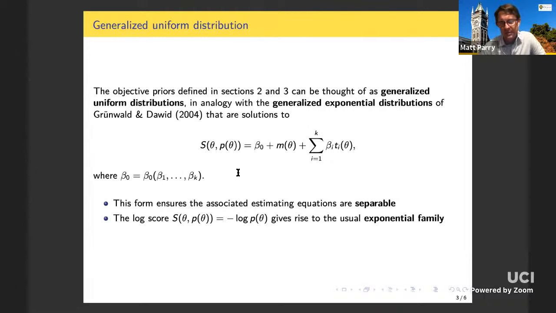And those are solutions to the equation I've put on the screen here. I won't say it out loud, but you can see it's a scoring rule being set equal to a particular combination, which involves constants, but also functions of theta as well. And this form is not chosen randomly, but it's chosen because if theta in this case were actual data, so actually normally we think of scoring rules for observations given some model, then if theta was data, then in fact the associated estimating equations would be separable. So it has a nice analytical form in this way.